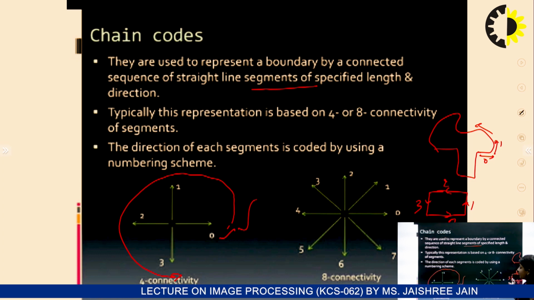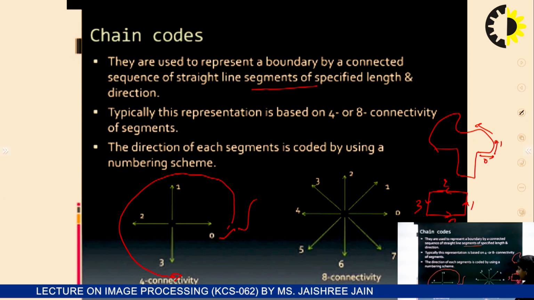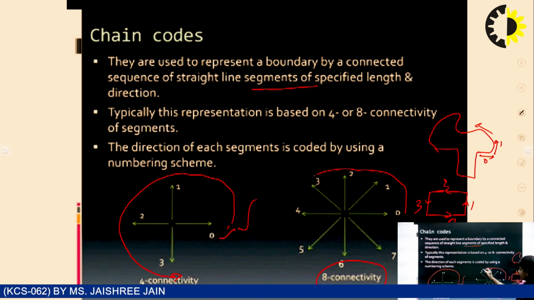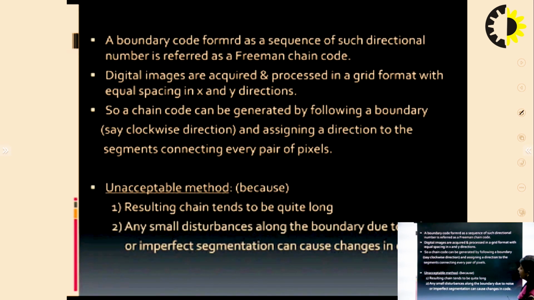Fine. So this is one dimension, and the other one is 8 connectivity. In this case we have 2 diagonals and 2 straight lines. So the code is assigned from here: 0, 1, 2, 3, 4, 5, 6 and 7. These are all the different codes. In case of 8 connectivity we will represent this chain code. The boundary code formed as a sequence of such directional numbers is referred to as a Freeman chain code. So we have a directional code called chain code.